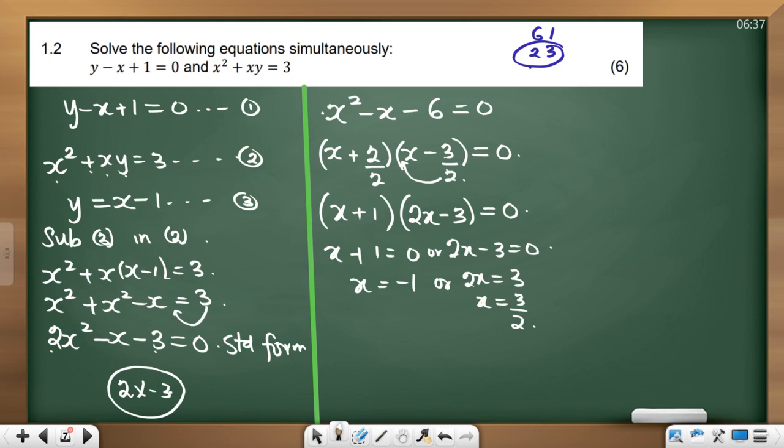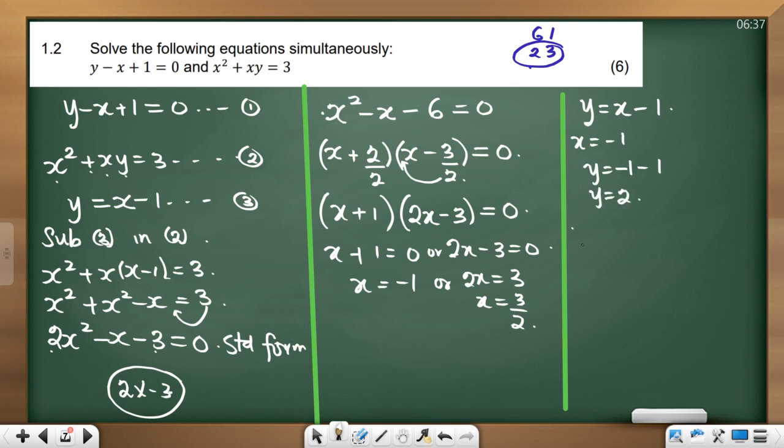All right. Now, I have gotten my x, but I need to get my y. You don't need to go back to the first equation. Go back to the second one that is already simplified and substitute. When x equals negative 1, what would I have? Minus 1, and y equals 2. Done. What about when x equals 3 over 2? What would I have? Y would be, my x is 3 over 2 minus 1, and my y will be positive half. And I'm done.